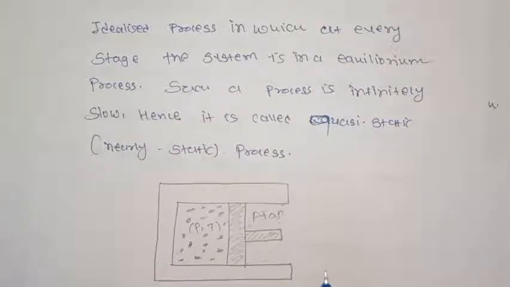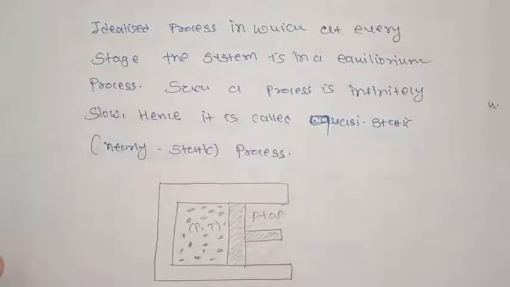So from now on we shall deal with quasi-static processes only, except when stated otherwise. If nothing is mentioned in the problem, then we will take it as a quasi-static process, that means the ideal process.